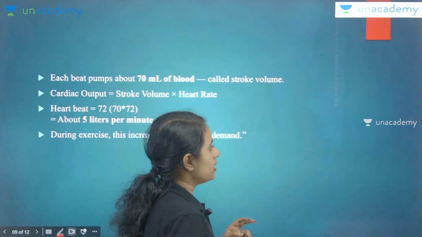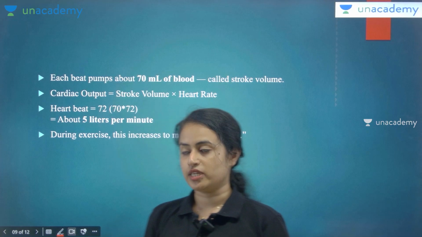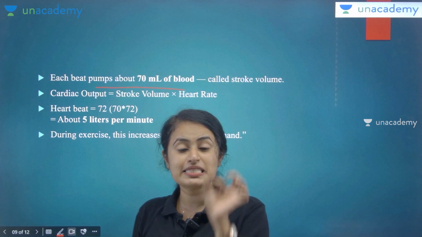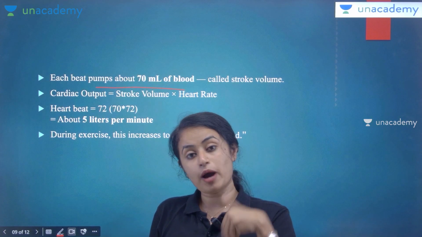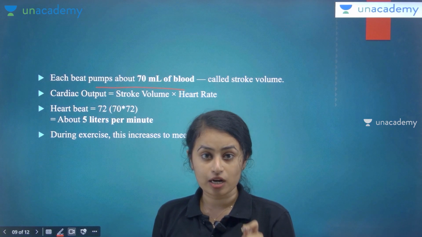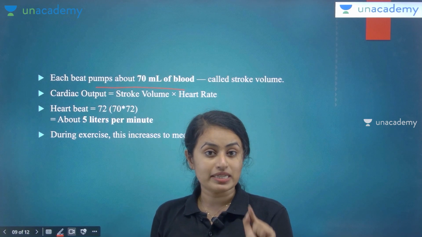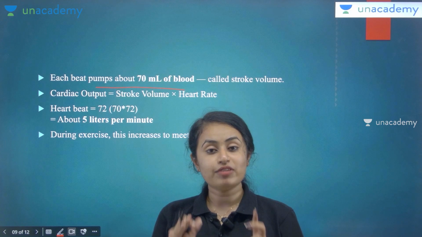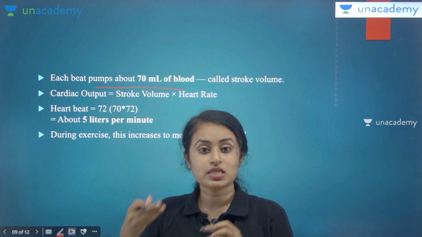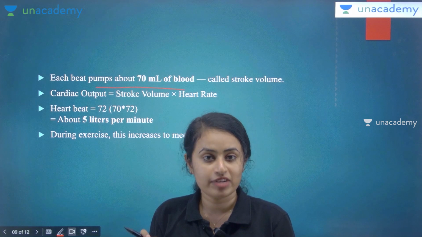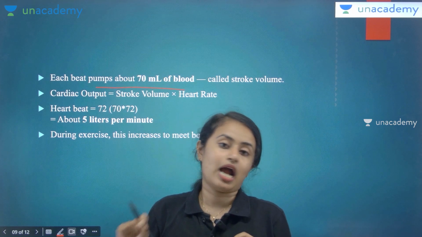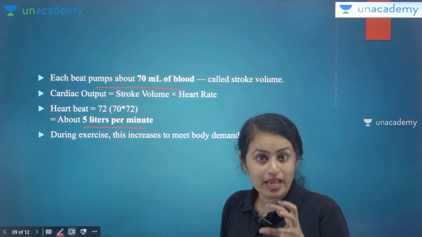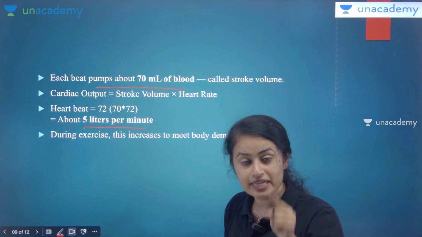Now we have to know a little bit about certain calculations. So here you can see in each heartbeat, 70 ml of blood is pumped out of the heart. And we know in a minute, 72 to 73 heartbeats take place. So in total, about 5 liters of blood is pumped from our heart in a minute.